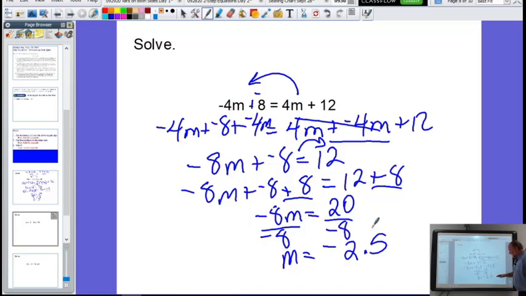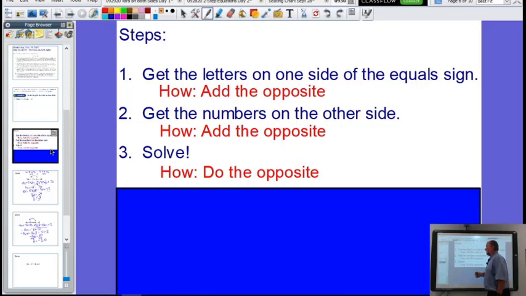Now, the only decimal that's not allowed is a repeating decimal. If it's a repeating decimal, when you divide it on the calculator, you must convert it to a fraction. You must leave it as a simplified fraction. And it can be improper, and that's fine. Okay, so those are the steps that we're going to follow in order to solve these equations.